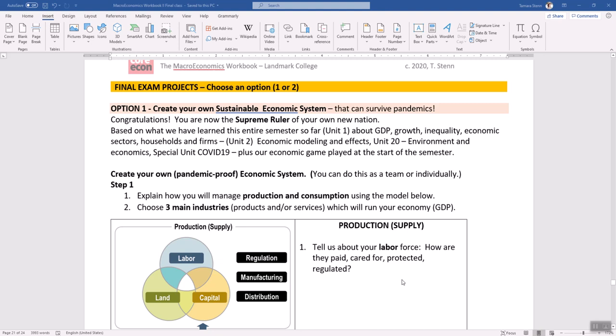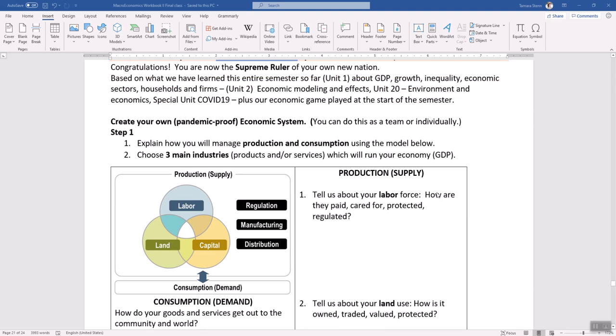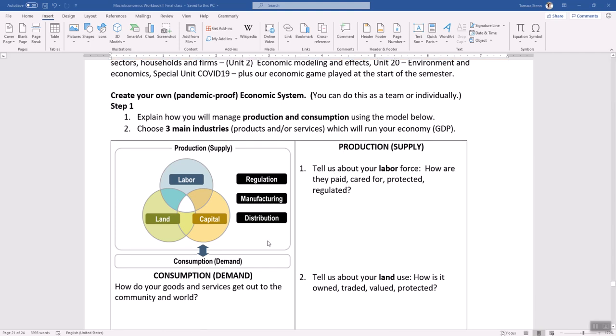So, to do this, what you need to do is first explain how you will manage production and consumption using the model below, and then choose three main industries to run your economy. Okay, so the model below is looking at that balance between consumption and production, because in an economy, you need to have some kind of goods or service, right, that's being bought and sold and produced so that there's a way for resources to be circulating, monetary resources, material resources, labor resources, right? And then the production, something you need to be making, and a way for you to be making it.